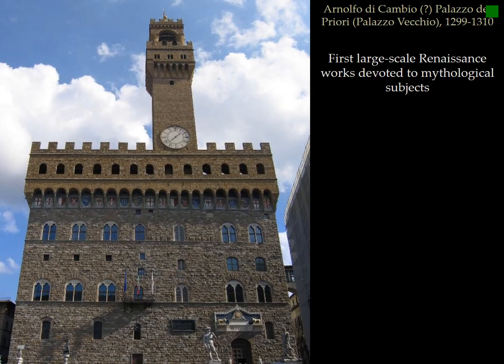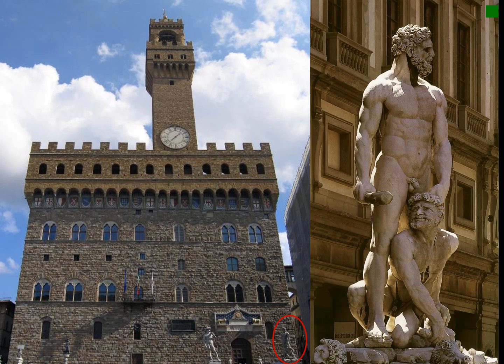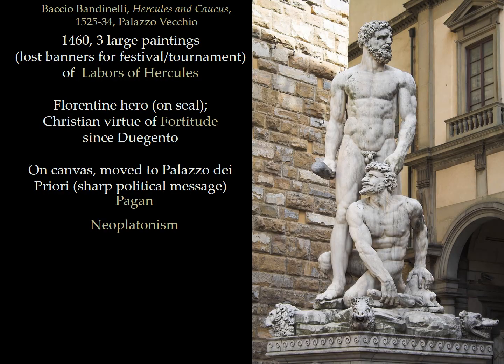Turning from religious imagery, we now look at that which is pagan or mythological, and the first large-scale Renaissance works devoted to mythological subjects. We know, looking at the front of the Palazzo Vecchio, that there is a connection between Florence and mythological figures, because Hercules himself can be seen in front about to bash the brains in of the cattle thief Cacus. And the answer to that is simple, that being Hercules was a Florentine hero. He was going to be on their seal since the Dugento or the 1200s, representing fortitude for Christians.